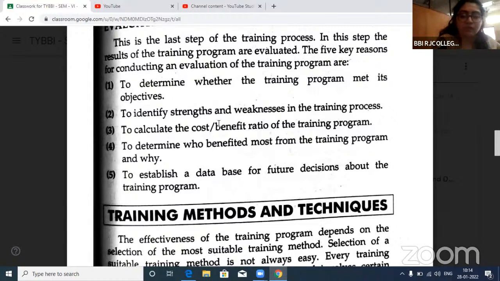Okay, so that is known as evaluation. During evaluation, you need to check on all these points.